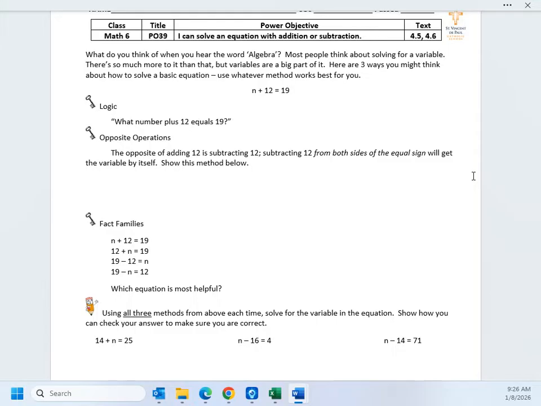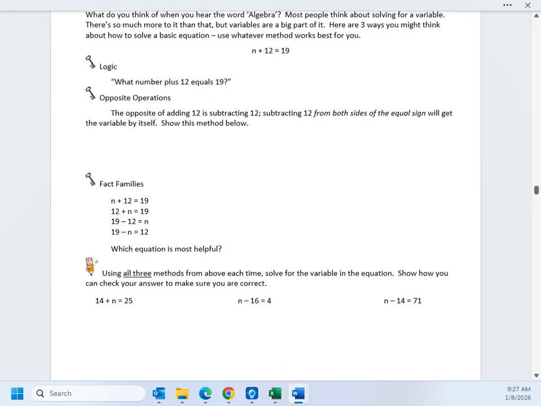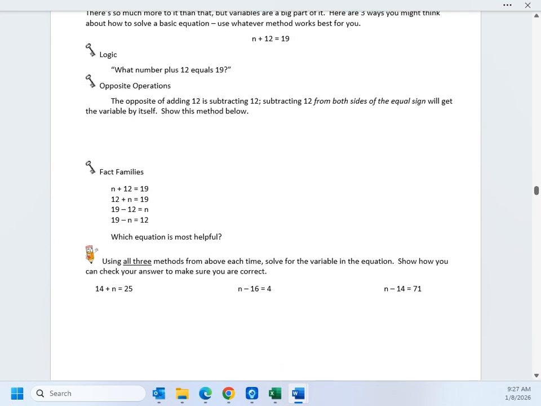As it gets more complicated, we have to use the more mathy way, where we write it all out and we stay organized. And we'll see why as we get more complicated. So let's look at our first equation. N plus 12 equals 19.